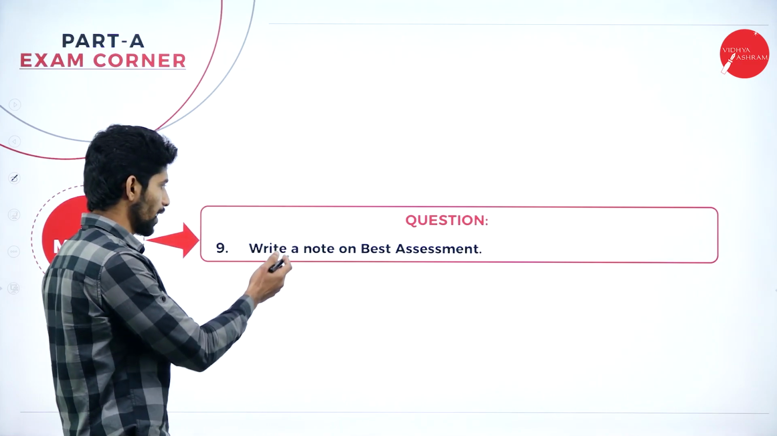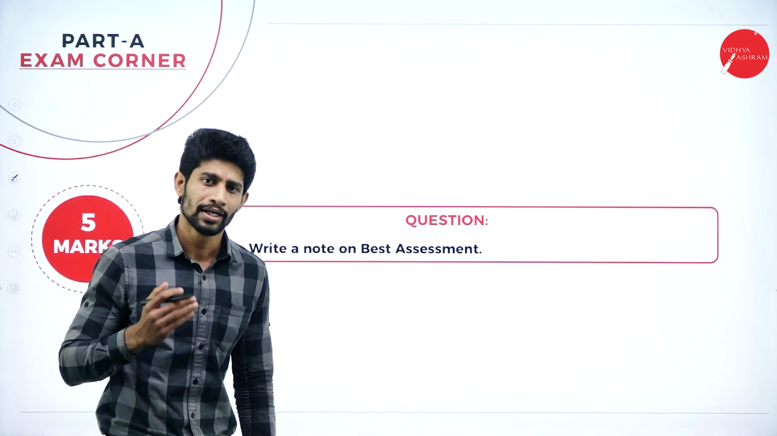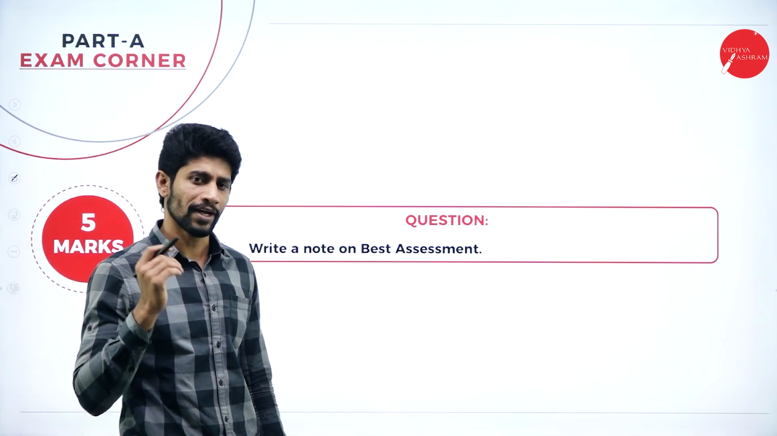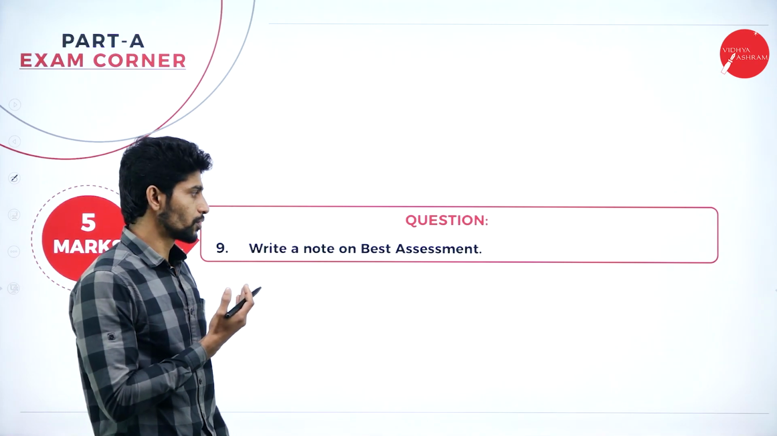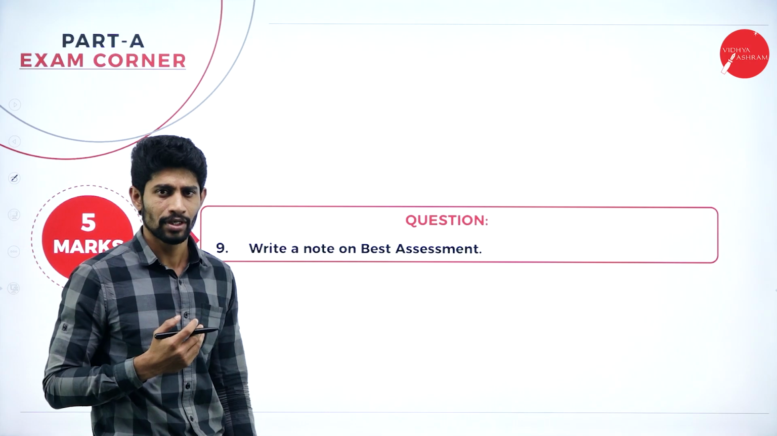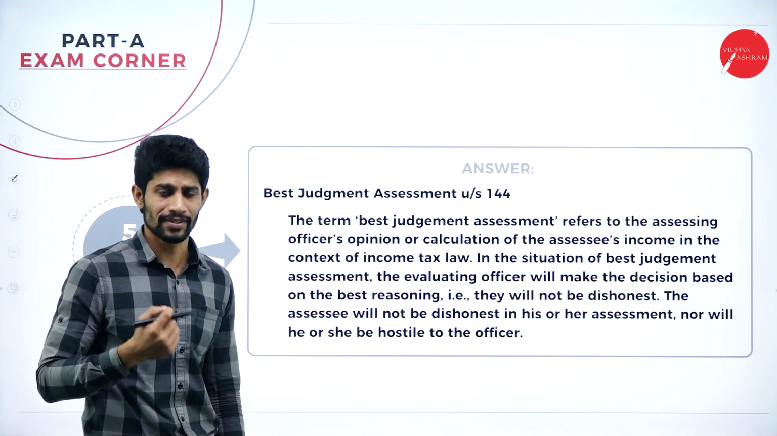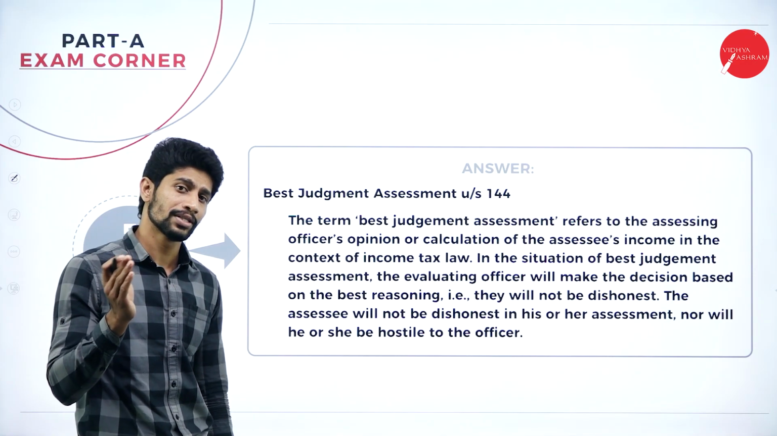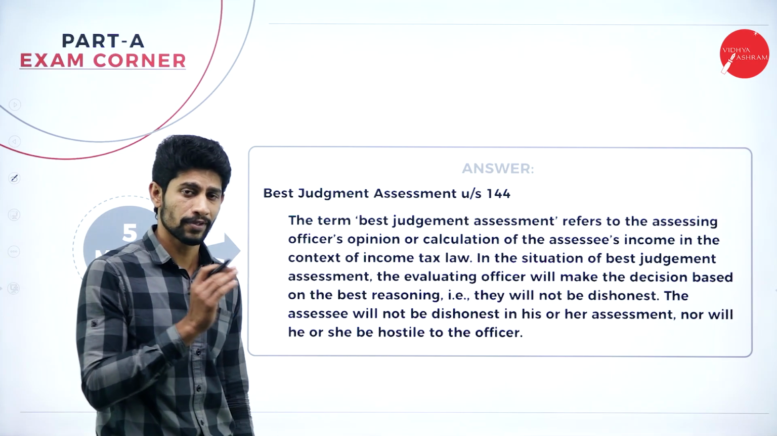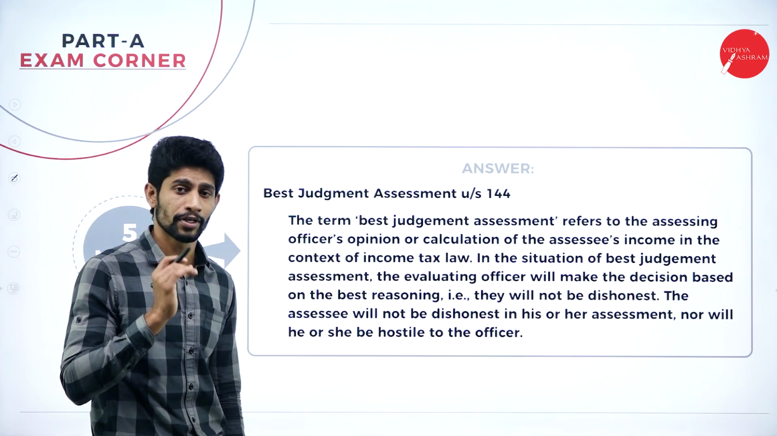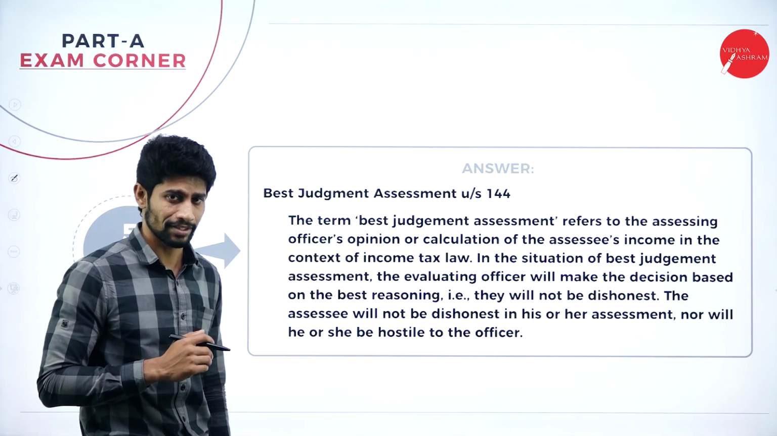They might ask you to write a note on best judgment assessment. Yes, we have types of assessment now. For 15 marks they will ask, and for 5 marks also they will ask, any one type of assessment. So I might ask you to write a note on best judgment assessment. Relating to this particular topic, you are supposed to write what is called best judgment assessment: in what way they will do the assessment, what is the responsibility of the assessee, and what is the responsibility of the assessing officer. With respect to that, you are supposed to write.